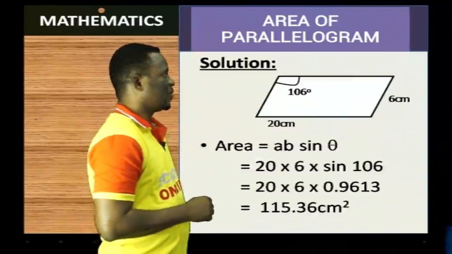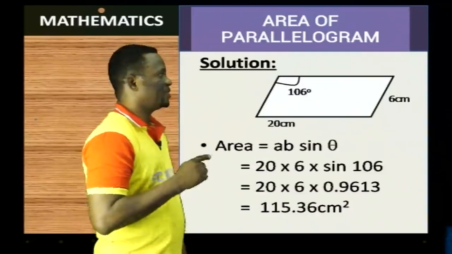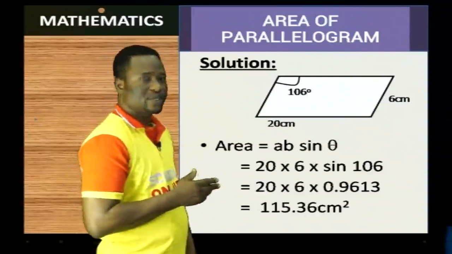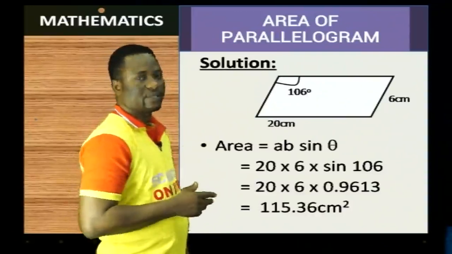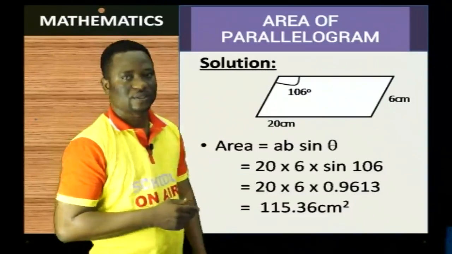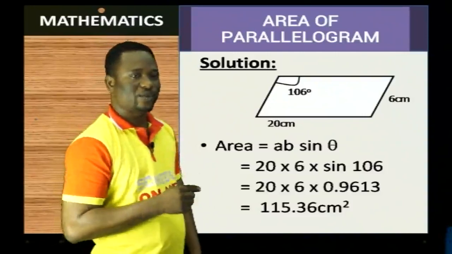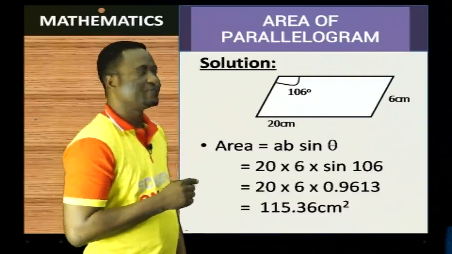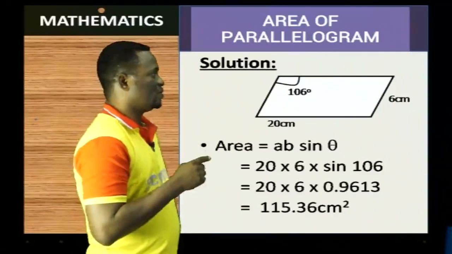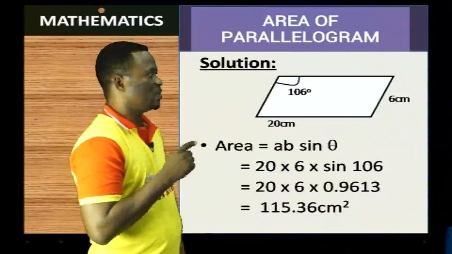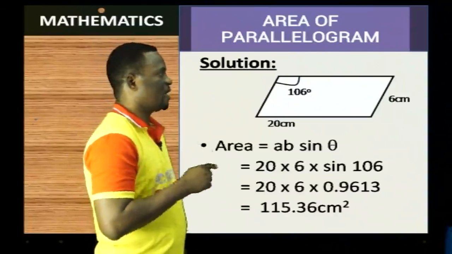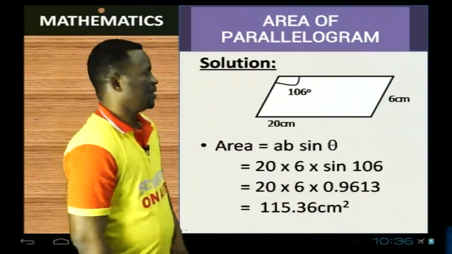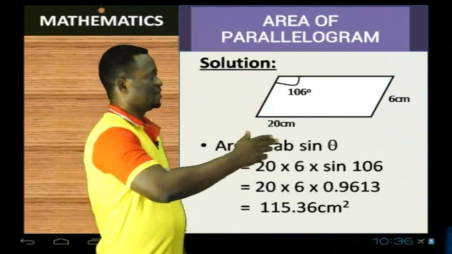So, solution now. Area is equal to AB sine theta. We know our A to be 20 and our B to be 6, and we multiply by sine 106. How do we get sine 106? Sine 106 will be sine of 180 minus 106, and that one will give us 74. So, if we use sine 74, we'll get 0.9613. So the answer will be 115.36 centimeters squared.